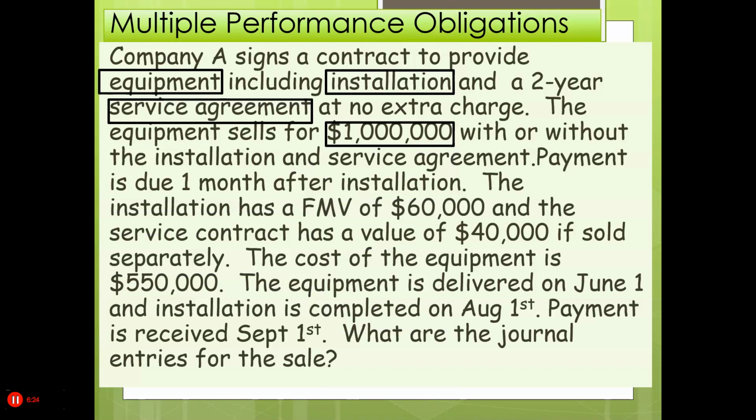Now, the equipment by itself sells for $1 million. The installation has a fair market value of $60. The service contract has a fair market value of $40 if they were sold separately. And the cost of the equipment is $550,000. The equipment is delivered on June 1st. The installation is completed on August 1st, and payment is received on September 1st. What are the journal entries?